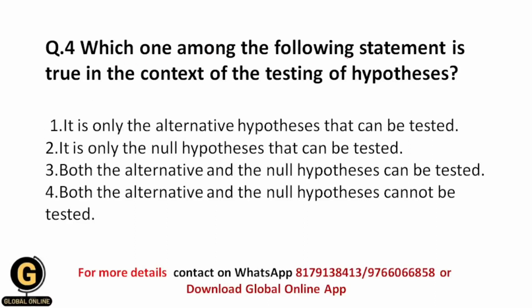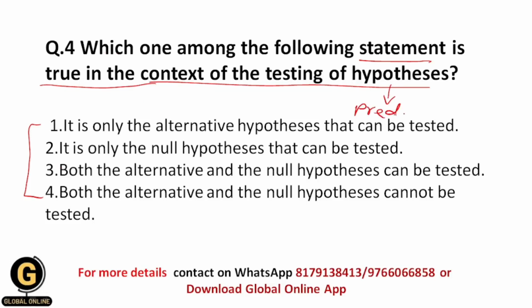Which among the following statements is true in the context of testing of hypothesis? As we know that we test hypothesis, from these statements which is correct about hypothesis testing? Hypothesis is the statement of prediction about the results of our problem. We test our hypothesis by using the sample data, and the testing of hypothesis is done to get to know the plausibility of our hypothesis. Let us see the options.